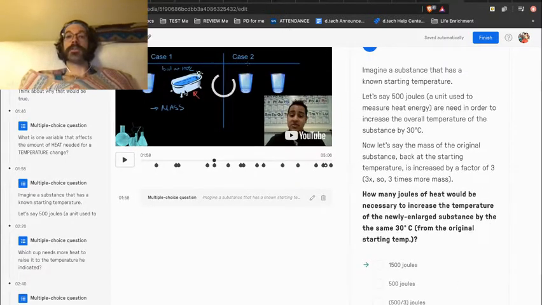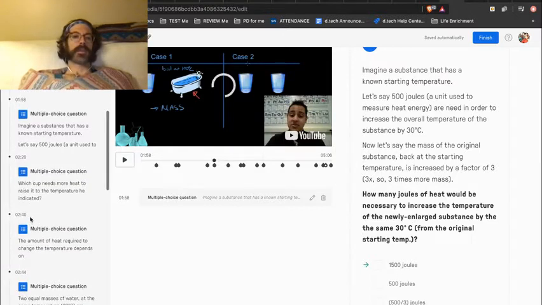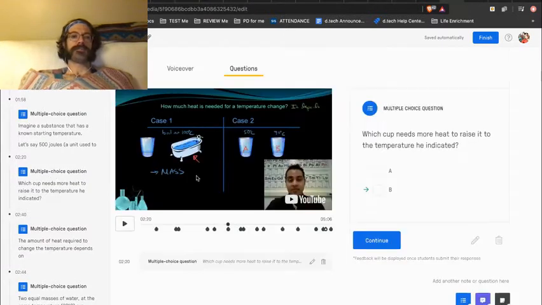But yeah, so the amount of heat to heat up 3 times the amount of water should be 3 times the amount of energy. So instead of 500 joules, we take 500 times 3, we get 1500 joules. Okay. Let's see. Which cup on the right needs more heat to raise it to the temperature indicated?